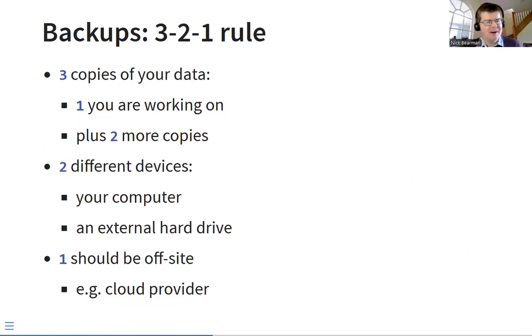So talking about backups, we often have something called the 3-2-1 rule. And that means that you should ideally have 3 copies of your data. So it can be 1 copy that you're working on your computer at the moment, plus 2 copies elsewhere, and ideally stored on 2 different devices. So this could be your computer, it could be an external hard drive, something like that.